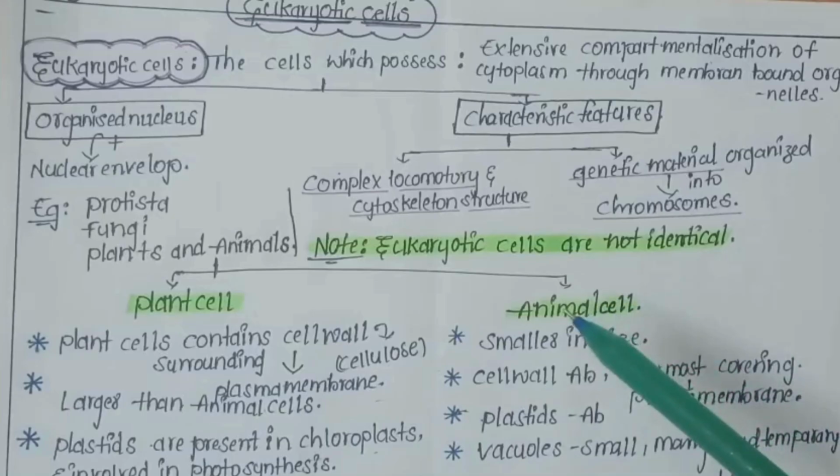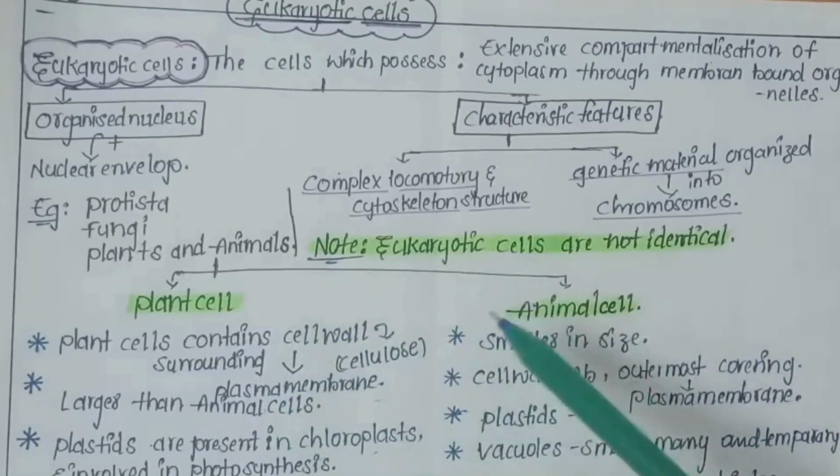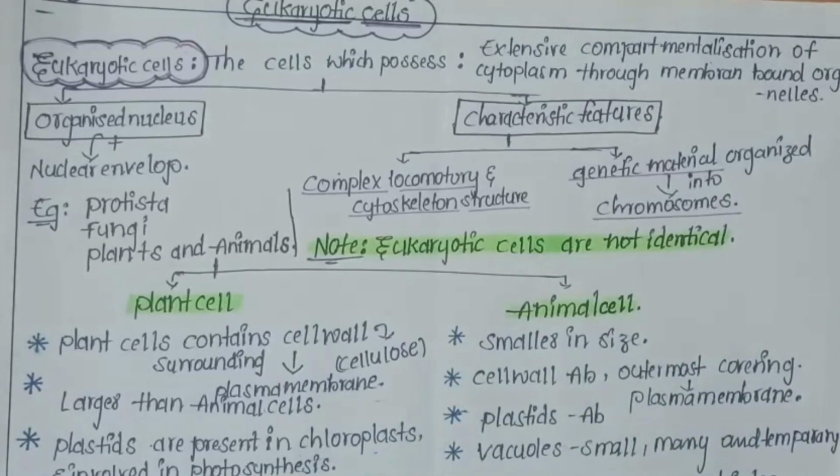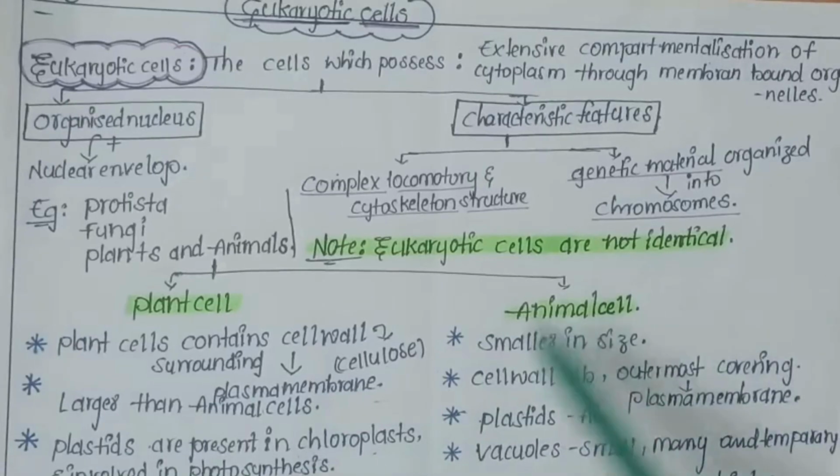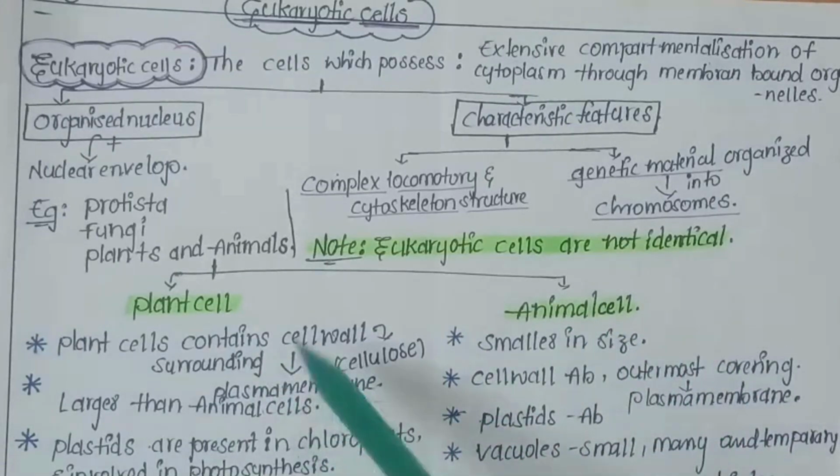Coming to the size of the cell, the plant cell is larger than the animal cell. In a mature plant cell, it contains a large central vacuole which occupies up to 90% of the volume of the cell. In the animal cell, the vacuoles are small, many and temporary. In the plant cell, plastids are present which are involved in photosynthesis. The plastids are absent in the animal cell. The centrioles and centrosomes are present in the animal cell and absent in the plant cell.